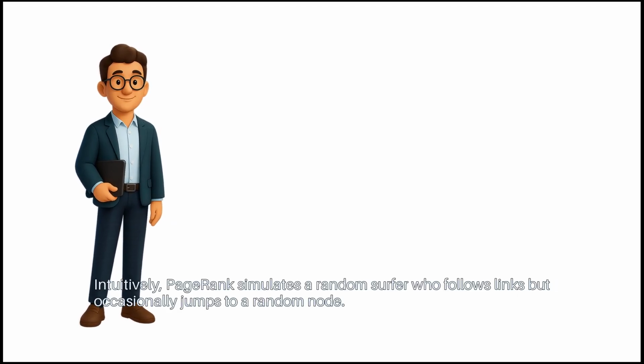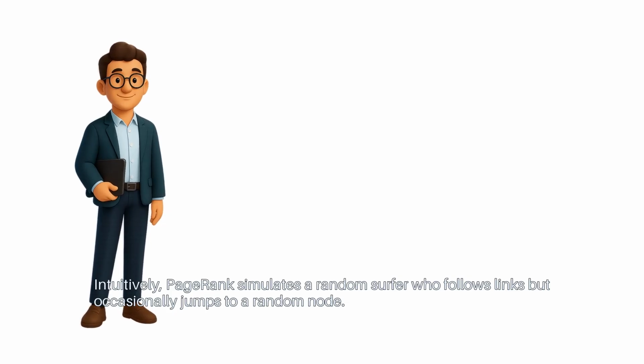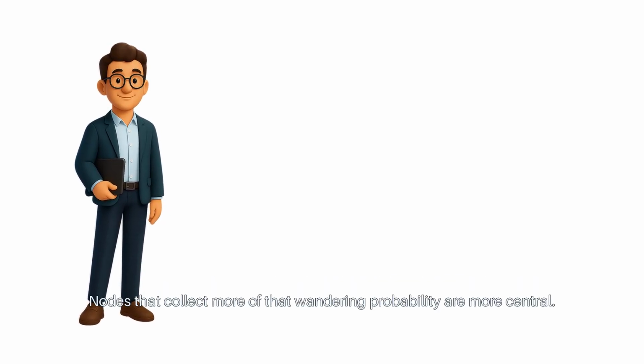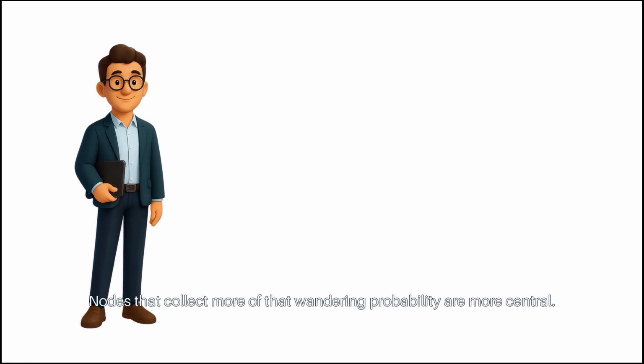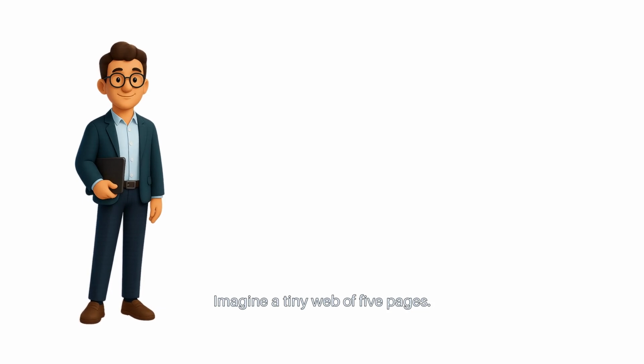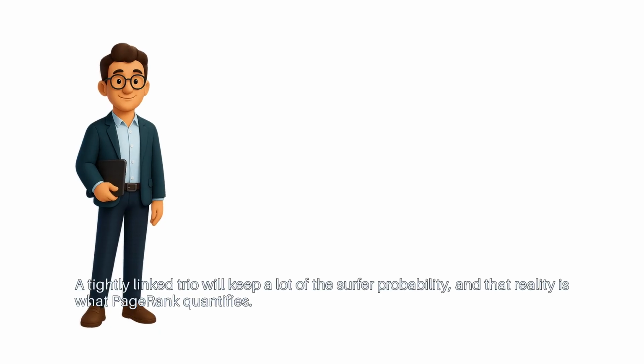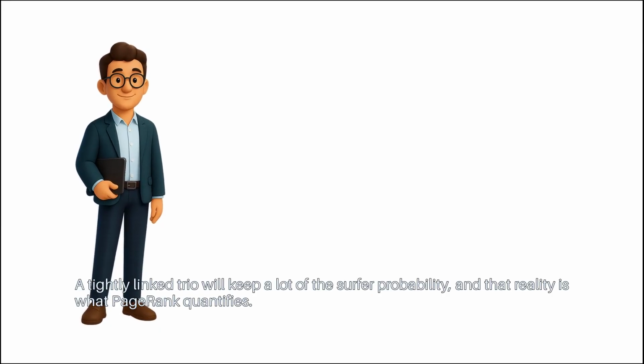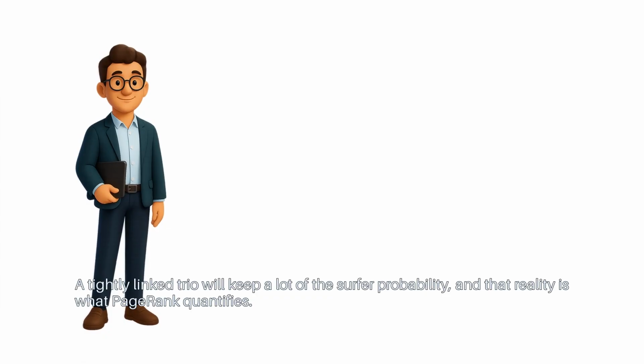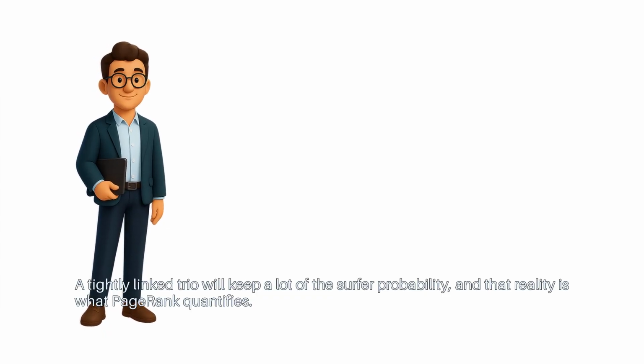Intuitively, PageRank simulates a random surfer who follows links but occasionally jumps to a random node. Nodes that collect more of that wandering probability are more central. Imagine a tiny web of 5 pages. A tightly linked trio will keep a lot of the surfer probability, and that reality is what PageRank quantifies.